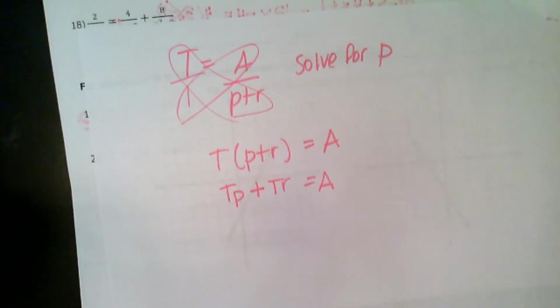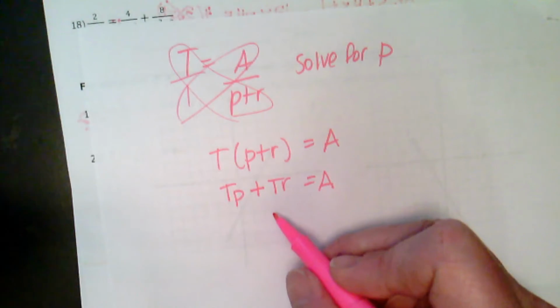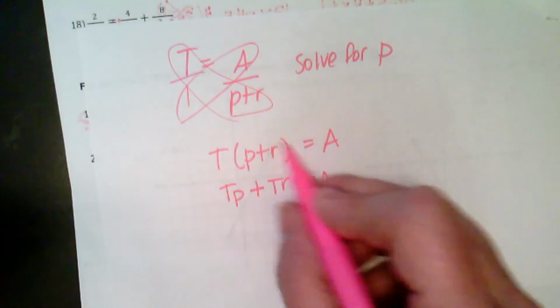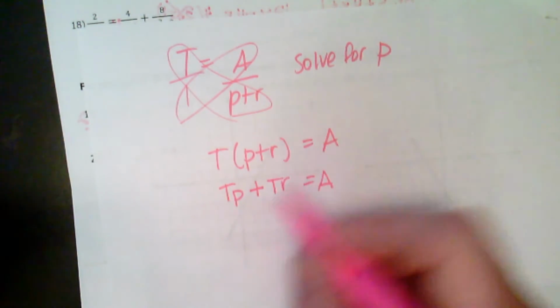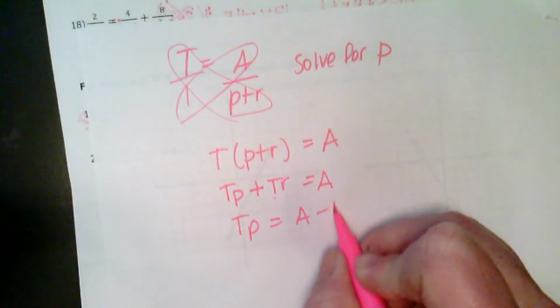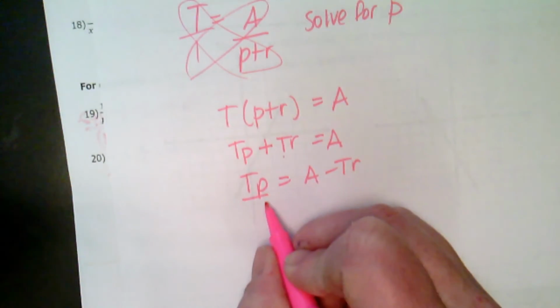Solving for p. I think I did not want to take it that direction. Well, yeah, let's do that. So I distributed, and I'm solving for p. I was forgetting what I was doing. I'm going to bring this over here, and then divide by t.